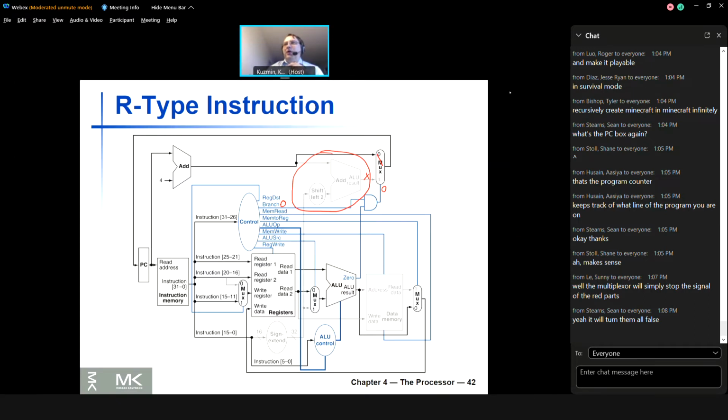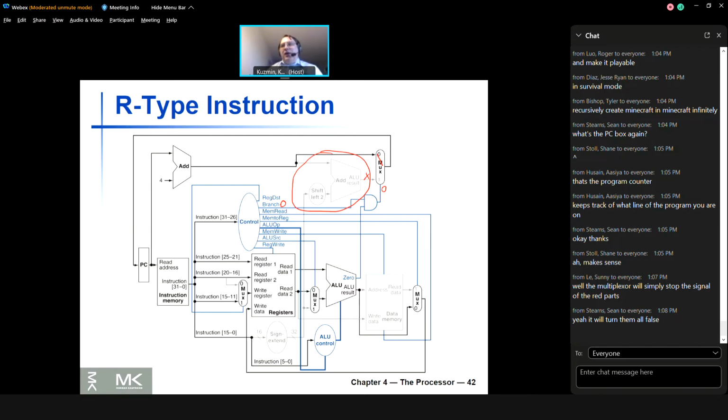Let me move my windows of the red parts. So for the R-type instruction, the multiplexer is never going to route the lower input to the output. It is guaranteed, as I showed you just now. So in that sense, it doesn't matter what this adder computes, because this value is not going to be used for R-type instructions.